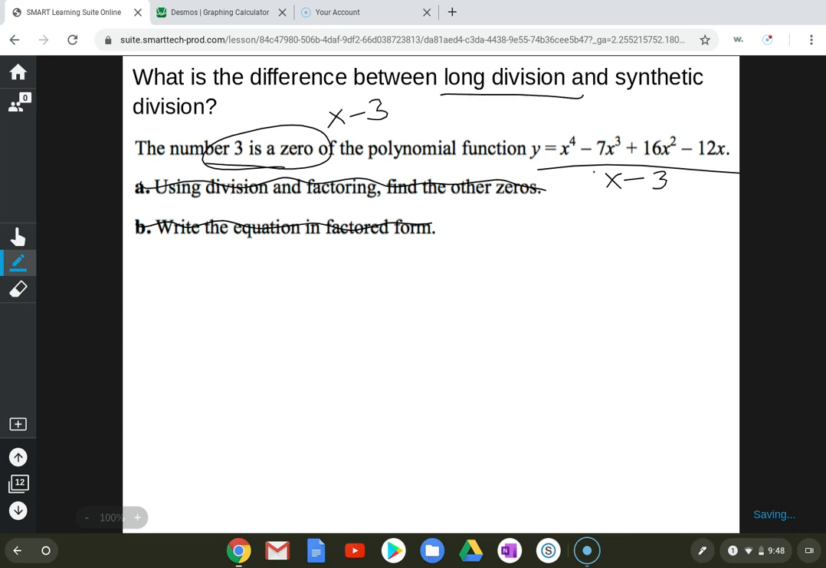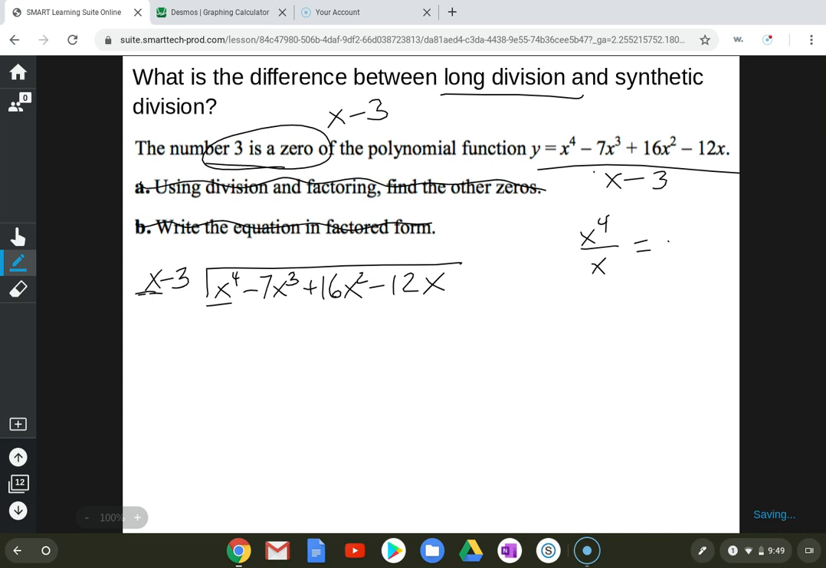Long division, you don't get to use the 0. You keep x minus 3 as x minus 3. And then, if you did long division when you were a kid, you write that big division symbol. And I'm going to write the whole polynomial inside of here. When you do long division, you base it on first terms. So what you're thinking about is, what is x to the 4th divided by x? So you end up with x cubed.